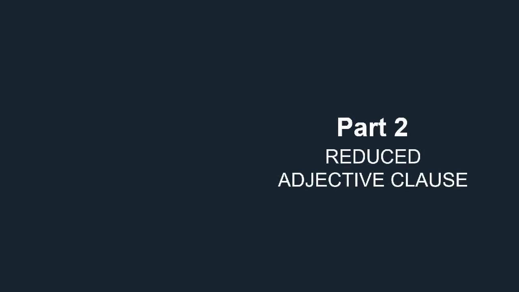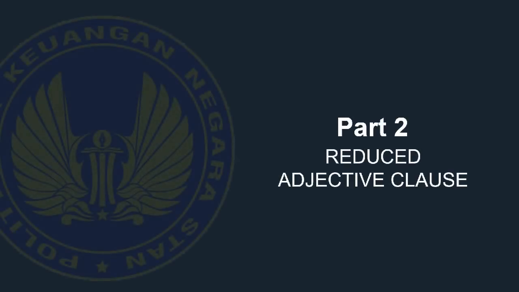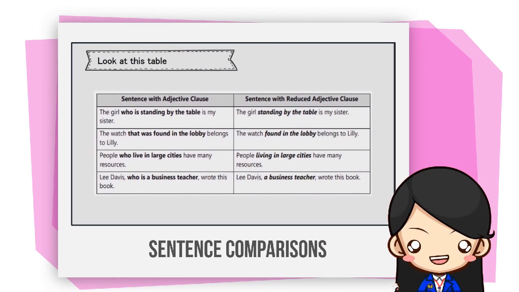Hello, now you're with me, Leah, and I will explain to you how to identify and make a sentence with reduced adjective clause. After we understand how to identify the adjective clause, we will move on to part 2, namely sentence with reduced adjective clause. I will start my explanation with the following table. On the left side, there is a sentence with an adjective clause, and on the right side, there is a sentence with a reduced adjective clause. Let's see the difference.